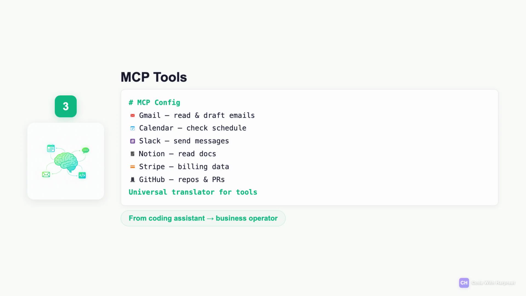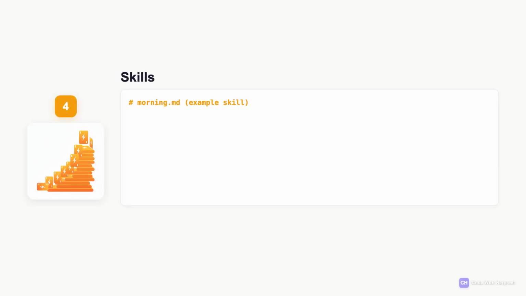This is where agents become truly powerful. They go from a coding assistant to a business operator. Step 4, create your first skill. A skill is just a markdown file with step-by-step instructions. Think of it as a standard operating procedure that your agent can execute anytime.